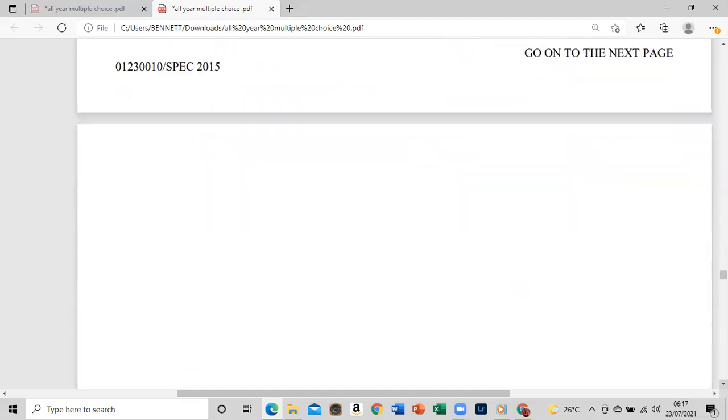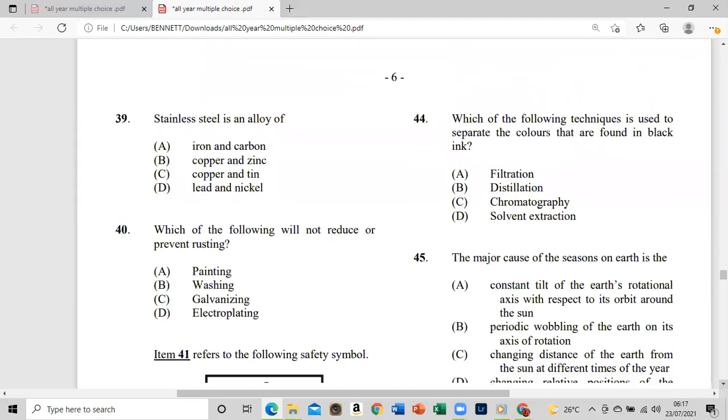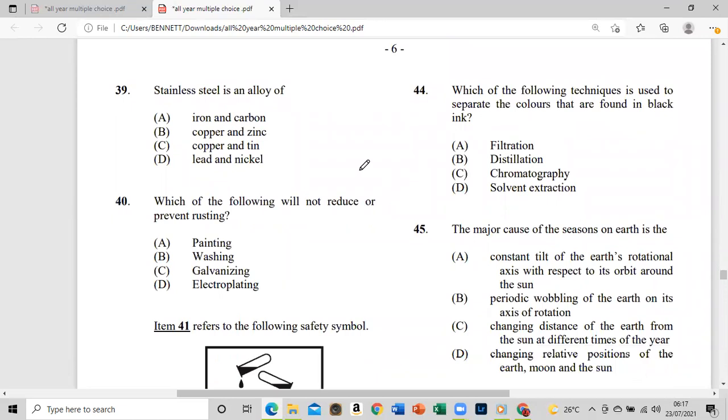All right, let's move on to 39. Stainless steel is an alloy of iron and carbon, copper and zinc, copper and tin, or lead and nickel? And that is iron and carbon.